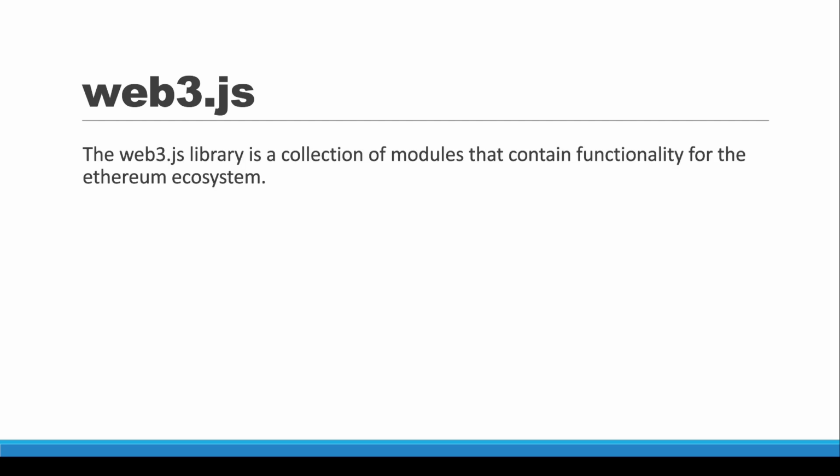Hi. So in this video, we are going to talk about the various modules that the web3.js library provides us with, which make the life of a developer very easy. So the Web3.js library is a collection of modules that contain functionality for the Ethereum ecosystem. If you do not understand this line, do not worry. We are going to understand it in just a second.